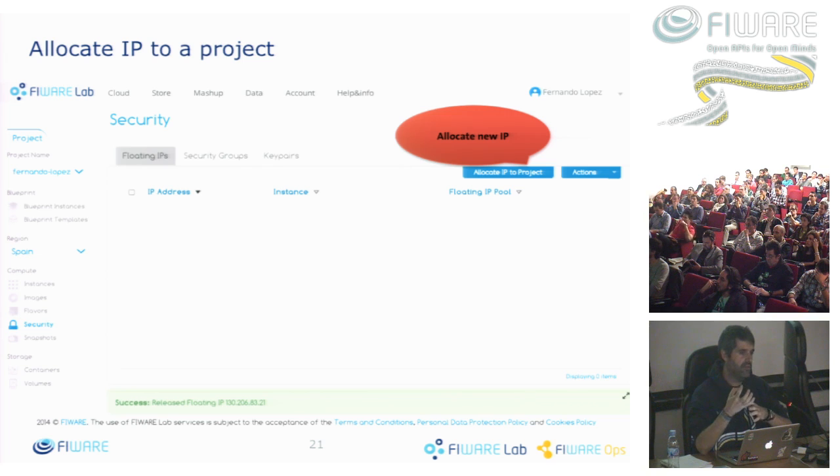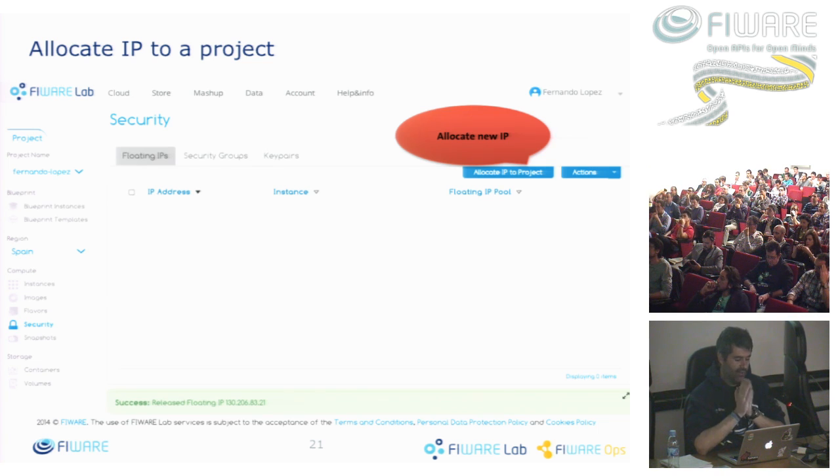We allocate a specific IP address to the project. The project is the tenant that you have. If you see, this is my user. The project name is usually, if you don't have any organization, the name of your user. When you click on allocate IP to project, you will see the network you can use. You click in order to obtain a public IP address.